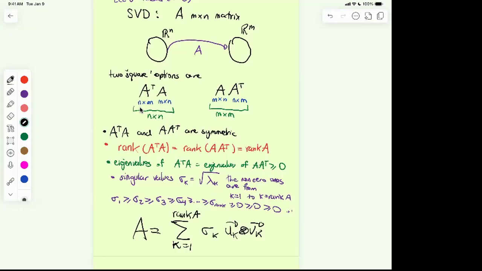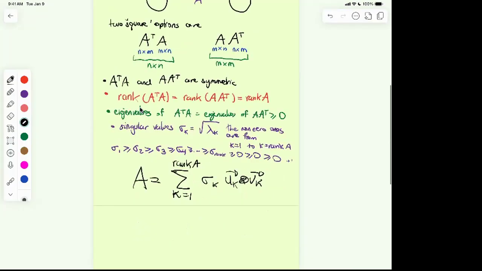Yes. So here the v_k are the eigenvectors of A transpose A. Again, you normalize them to get an orthonormal basis, using Gram-Schmidt or whatever. And the u_k are the eigenvectors of the other matrix.